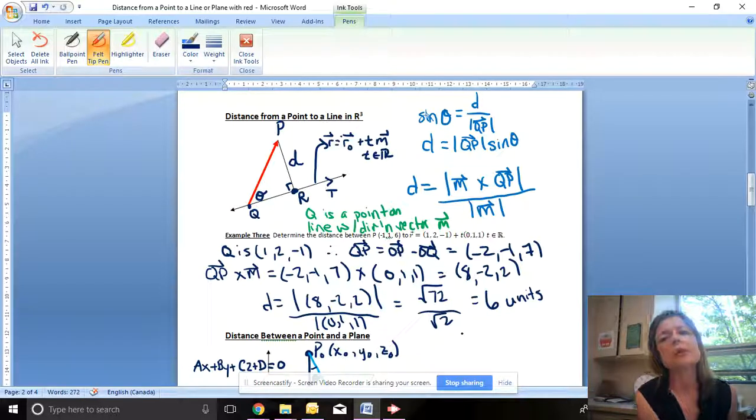Okay, so those are the formulas that you will need to find the distance between a point and a line in R2 and a point and a line in R3.